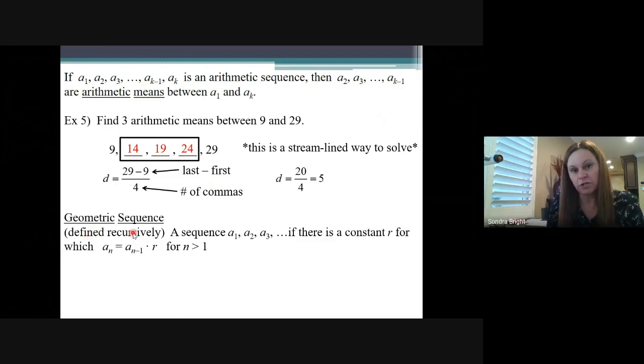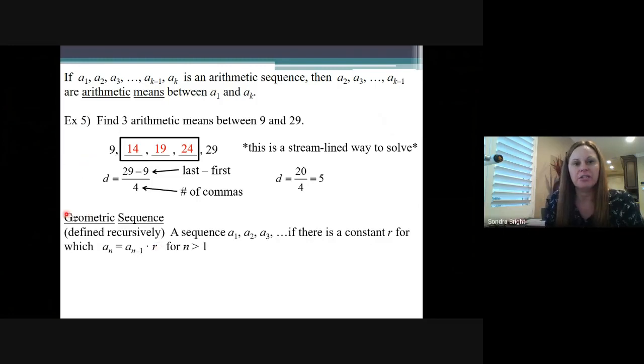A geometric sequence, defined recursively, is a sequence A1, A2, A3, that's first term, second term, third term, and so on, if there is a constant R for which the nth term is the term right before it times R. So geometric means you're multiplying the same number to get to the next one. Arithmetic, you're adding. Think about when you did arithmetic back in elementary school. You were adding, right, or subtracting.